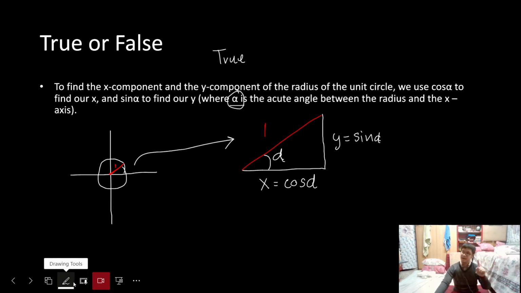I think I mentioned in one of the last videos about angles, if I remember correctly, that we can represent an angle in different ways. It could be a letter, it could be theta, which is usually used, by the way, or other Greek letters such as this one, which is alpha. But bottom line, it is true. To find your x, use cosine alpha. To find your y, use sine alpha.